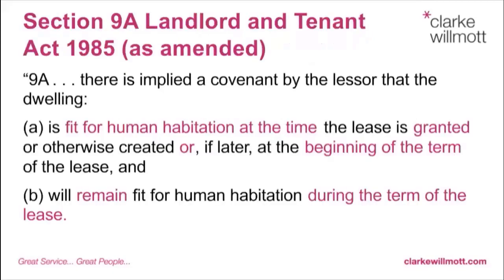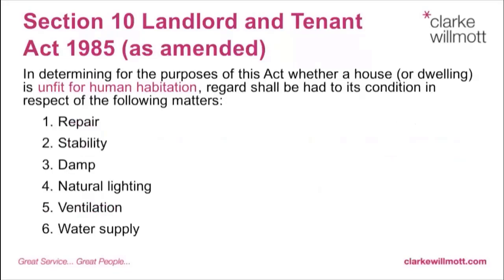However, looking at Section 9A, which is now passed into law, it requires that the landlord has an implied covenant that the landlord will maintain the dwelling in the sense that it is fit for human habitation at the time that it is granted, and that it will remain fit for human habitation during the term of the lease. The other element is, how do you go about establishing whether the dwelling is fit for human habitation? And in this regard, Section 10 defines what will be considered unfit for human habitation.